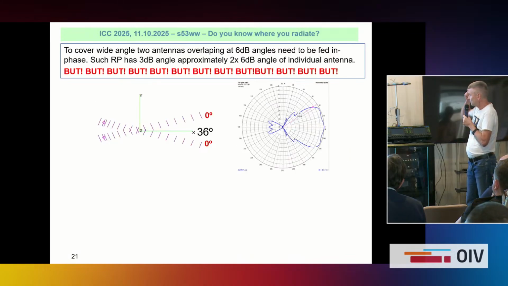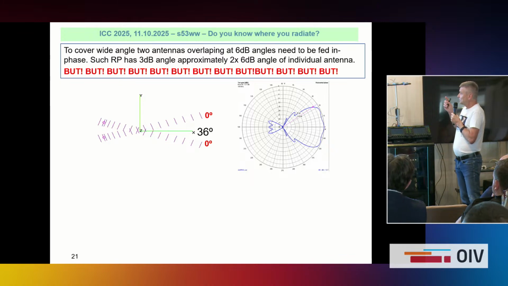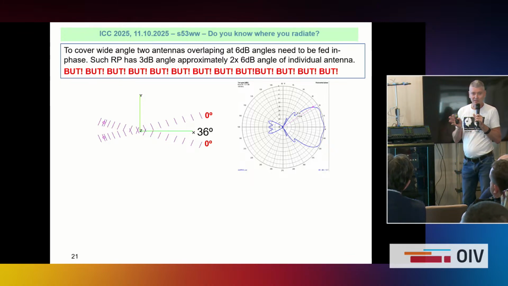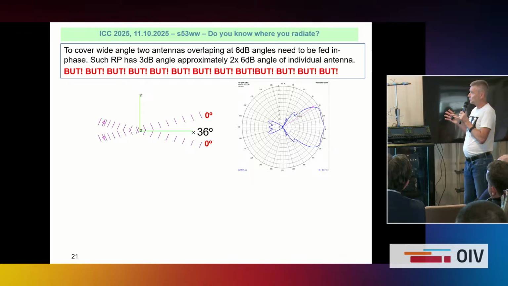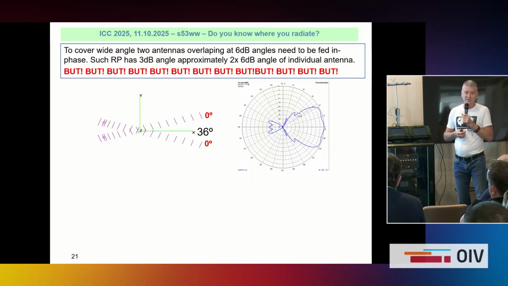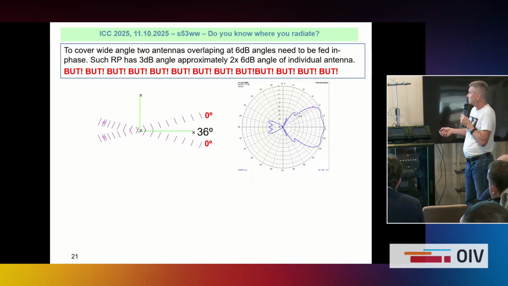So now to cover a wide angle with 2 antennas, a wide azimuth angle with 2 antennas, you should overlap at 6 dB, not at 3, at 6, because you get this nice shape in the horizontal plane. So this kind of radiation pattern has a 3 dB angle at approximately 2 times the 6 dB angle of the individual antenna, and so on and so on.